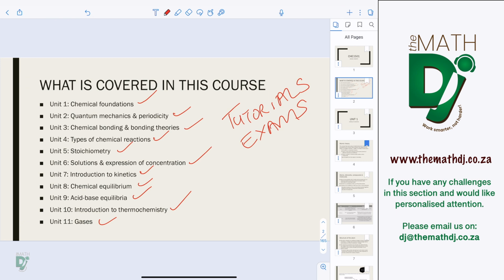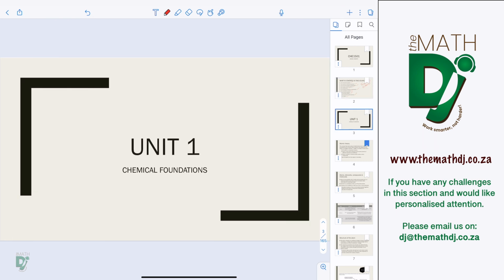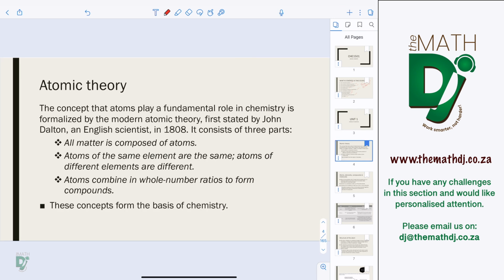So let's move on to Unit 1. Unit 1, Chemical Foundations. The first subsection is Atomic Theory. The concept of atoms plays a fundamental role in chemistry and is formalized by the modern atomic theory, first stated by John Dalton, an English scientist, in 1808. It consists of 3 parts.